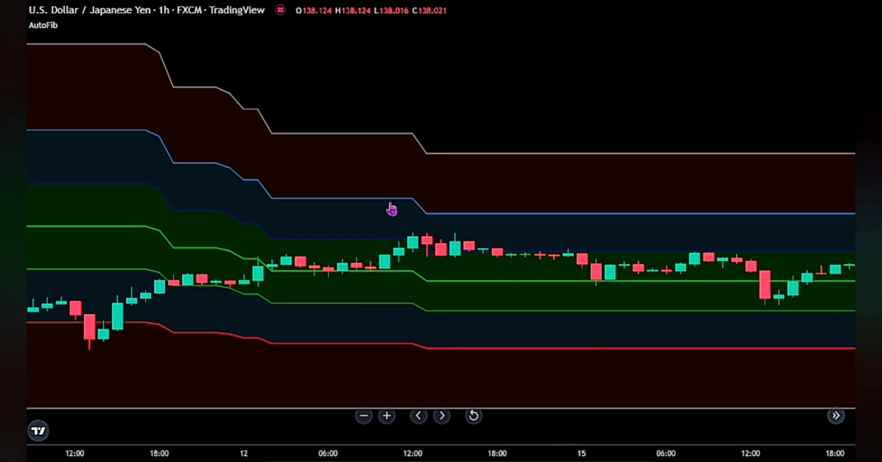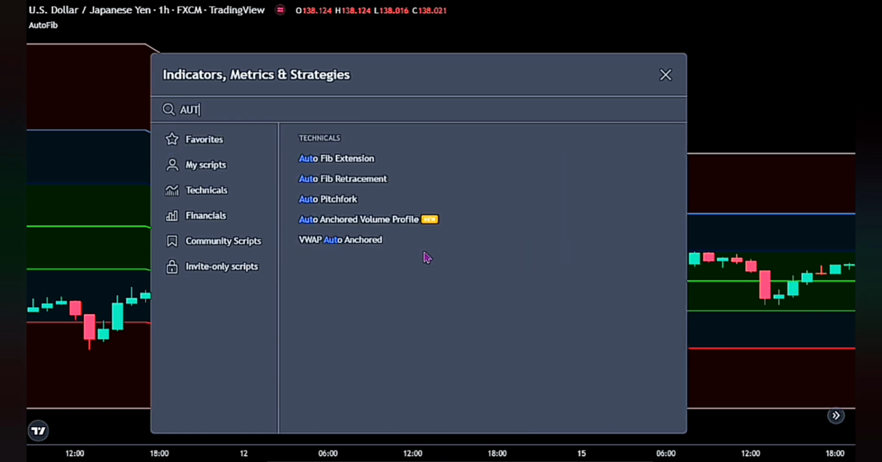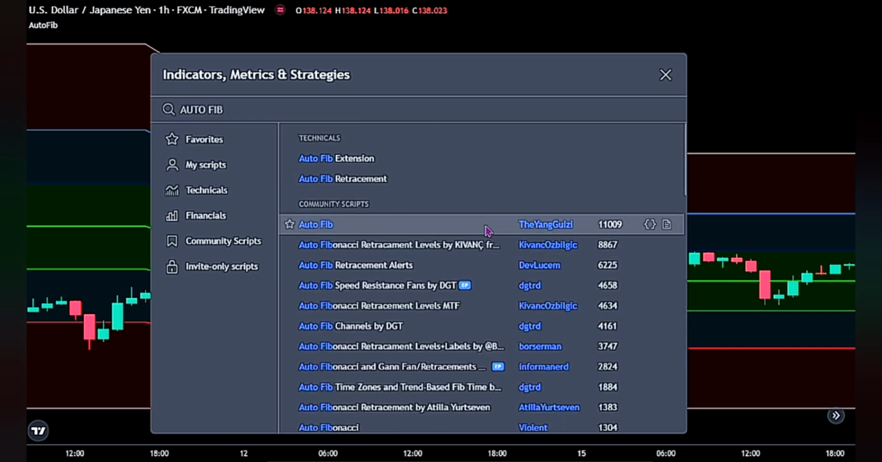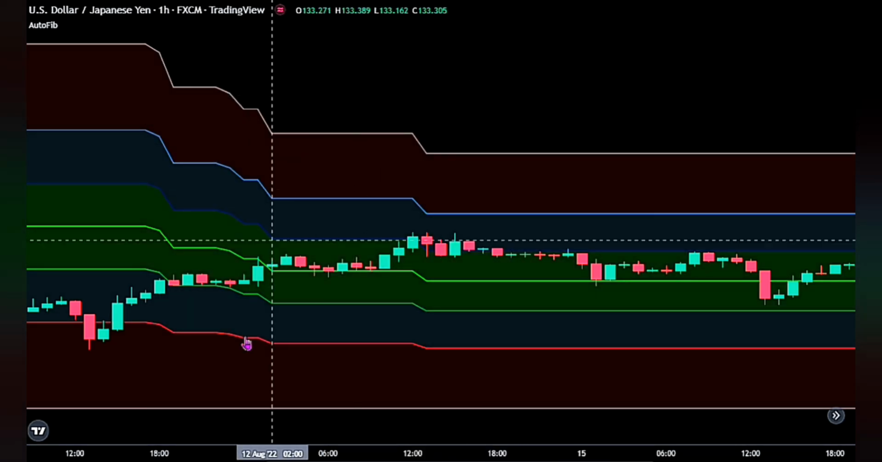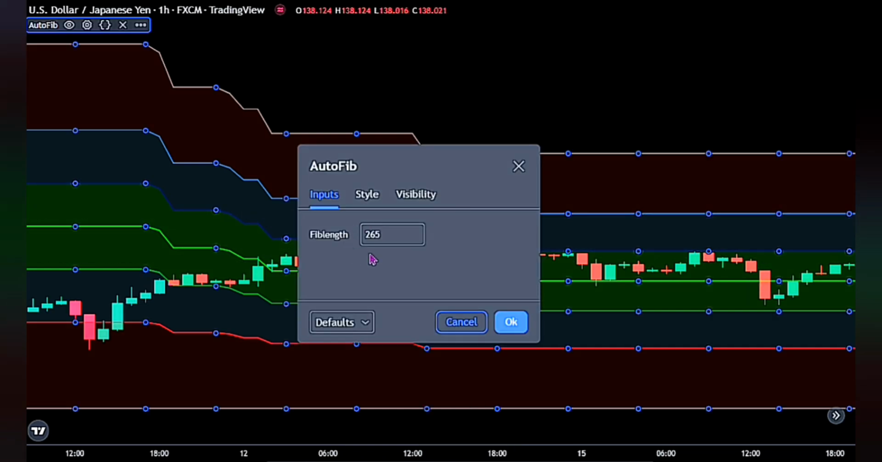And for this particular indicator, bring up the indicator panel, then search for the auto fib. This one right here by Jan Giese. This indicator automatically draws Fibonacci lines on the chart. In the settings, you can also choose how many candles to use to determine your Fibonacci levels, and the indicator will draw those lines for you based on your input. But we will leave these at the default settings.